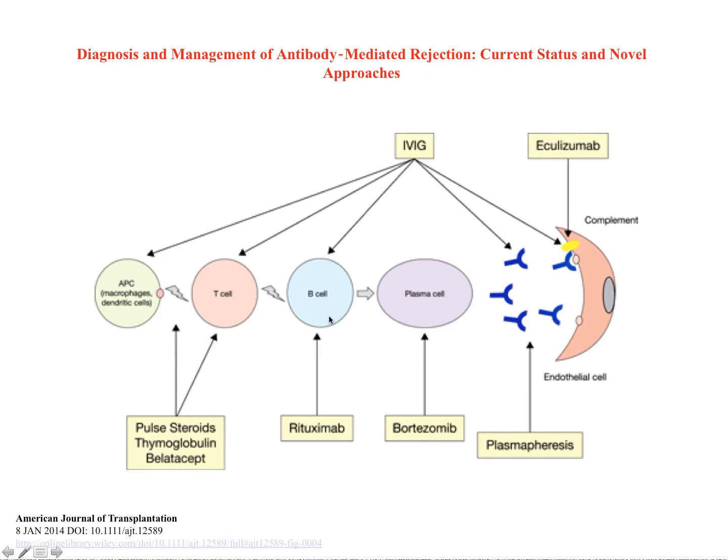We could deplete the B cells, but remember that CD20 is not expressed on the plasma cells, so rituximab doesn't deplete plasma cells. We could target the plasma cells with bortezomib. We could remove the antibody. Or we could say, well, we can't do much about the antibody, but we're going to affect its cytotoxicity by inhibiting complement with eculizumab, which is an anti-C5. And really, as I've described, IVIG has actions at all points on this pathway.